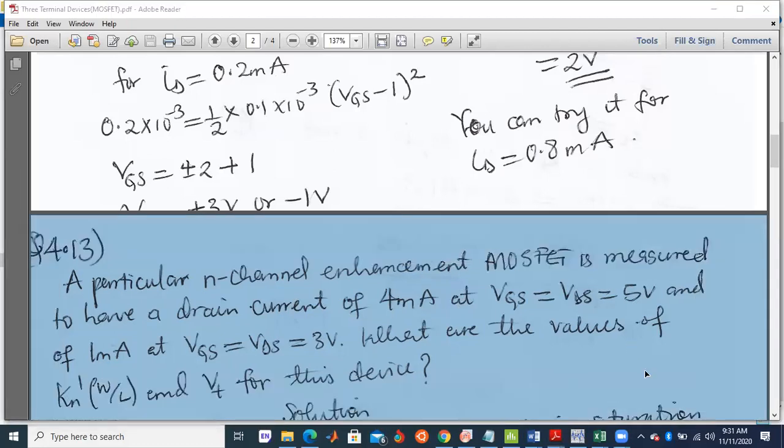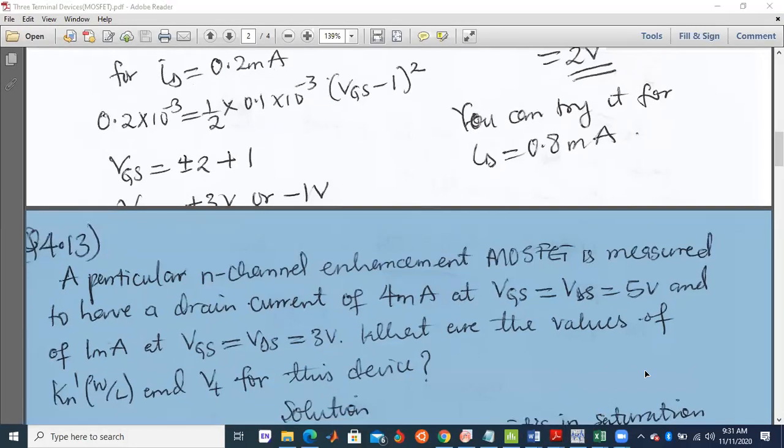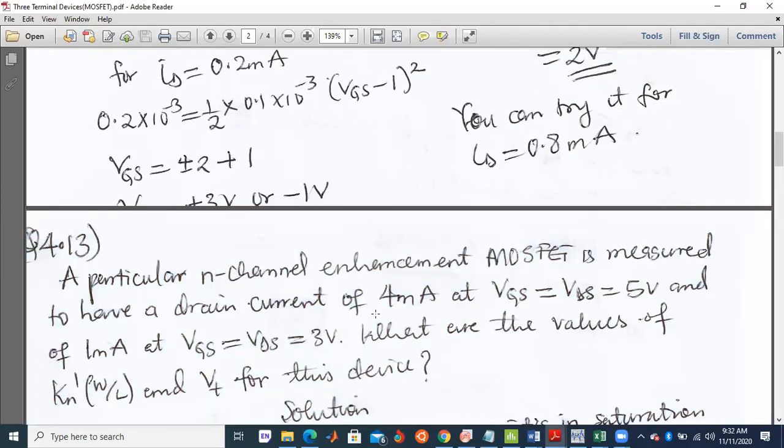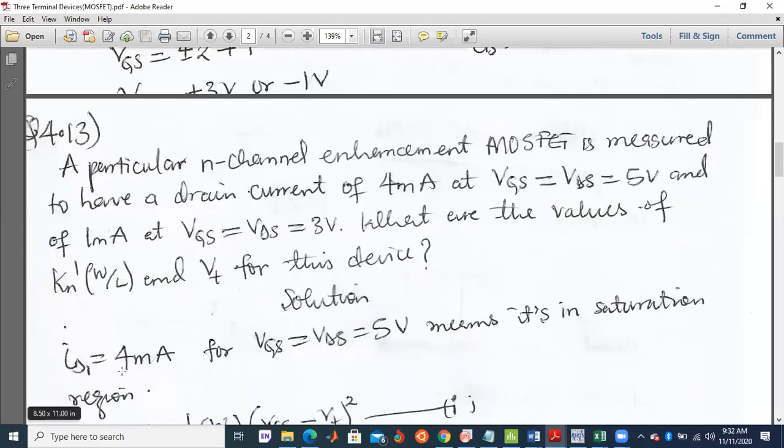Who can tell me which region of operation this is? It is saturation. Why is it saturation? Because VGS is equal to VDS. Fine. So you can see that when VGS is equal to VDS, it means that it is in the saturation region. Please make sure you know all these conditions.